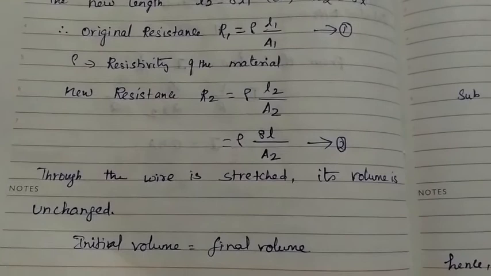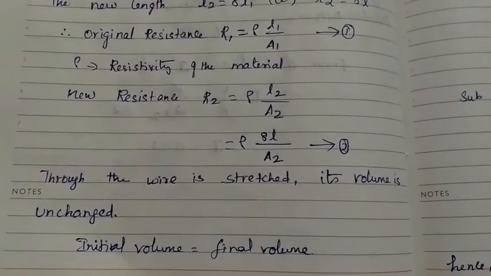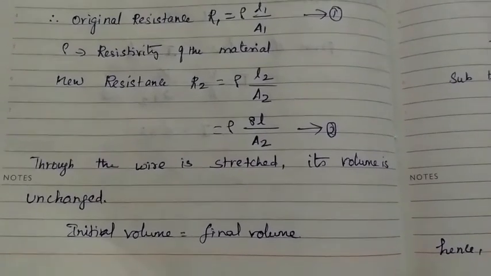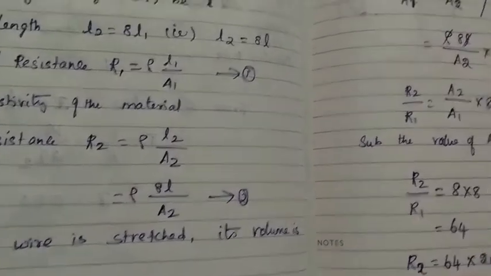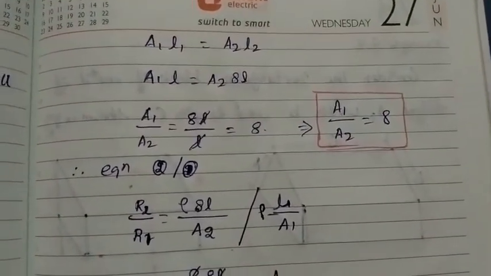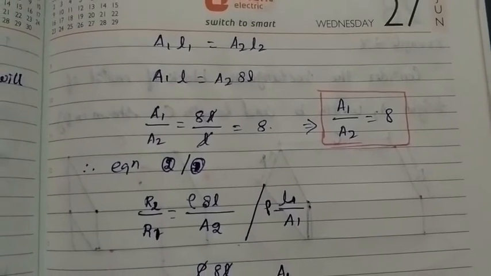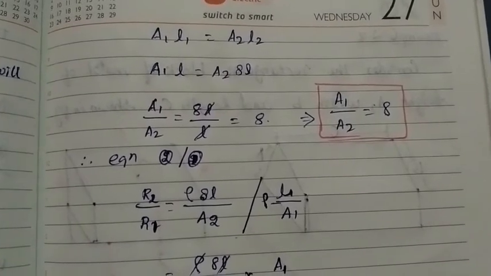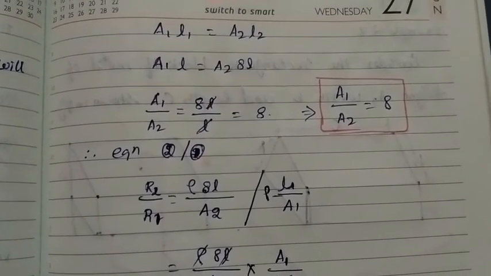When the wire is stretched, its volume is unchanged. Even if we stretch it, they say the volume does not change. That means the initial volume is equal to the final volume. For volume, the formula is area into length. So A1 into L1 is equal to A2 into L2. That means A1 into L is equal to A2 into 8L.